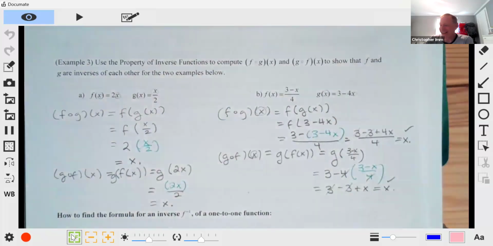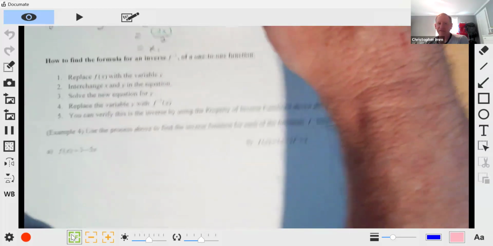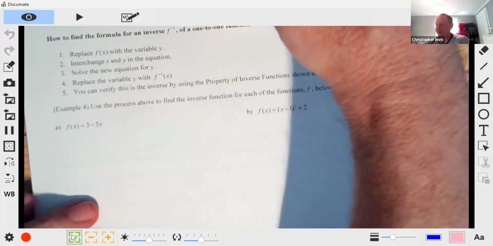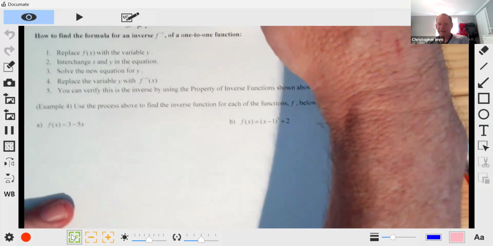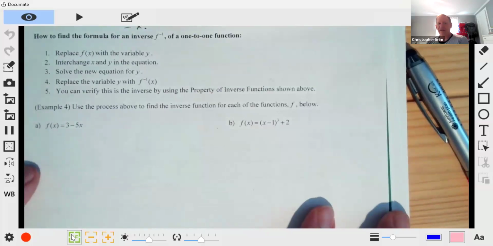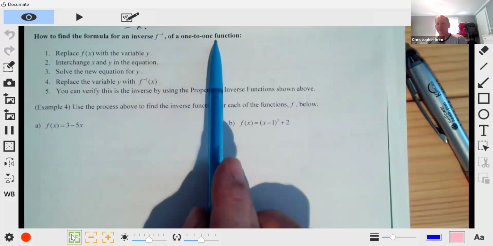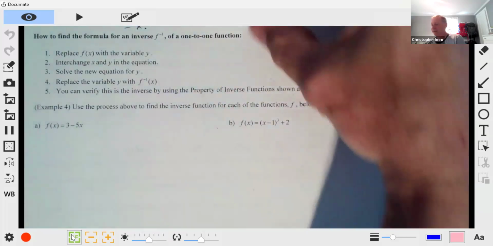Okay, I wanted to show you that because I just thought it was a cool result. Let me show you how to find inverses now. So it's sort of a cookbook way to do things, but that's nice because there's a rule we can just follow for every example. So to find the formula for an inverse, f inverse of a one-to-one function, first of all, it has to be one-to-one.